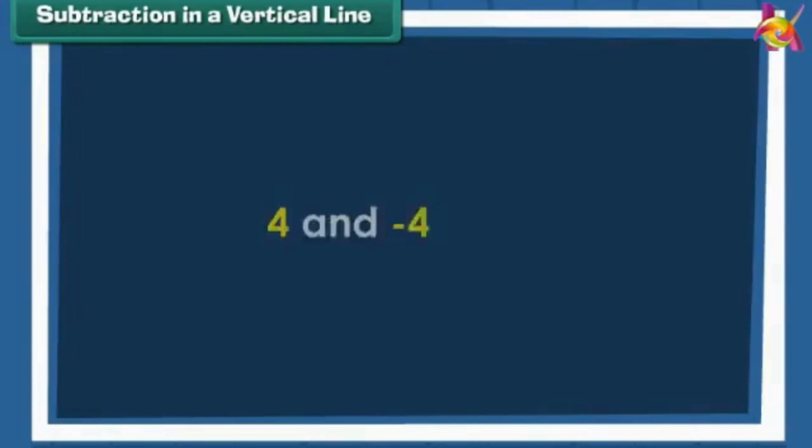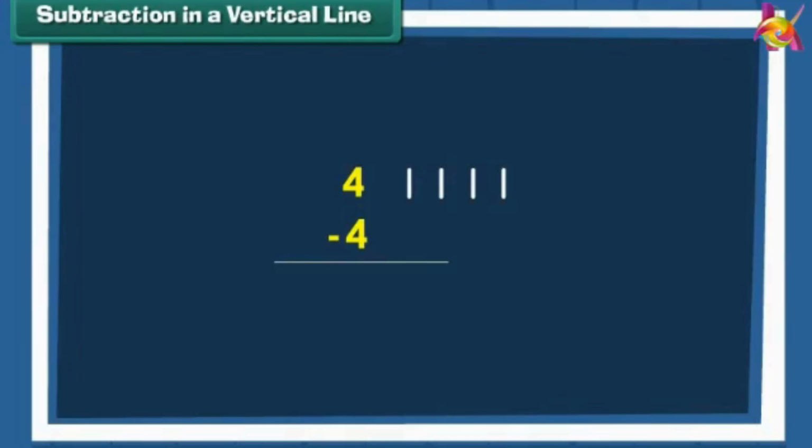Let us find 4 minus 4. Draw 4 vertical lines next to 4. Cross out all the 4 vertical lines to subtract 4. There are no vertical lines left. Therefore, 4 minus 4 is 0.